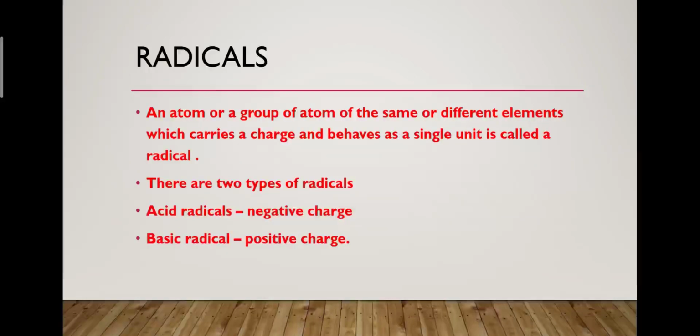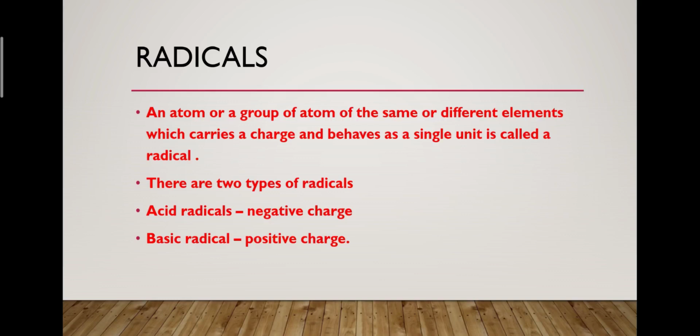So either it is a single atom of any element or a group of atoms which combine together and behave as a single unit and have an overall charge on them, they are known as radicals. It is the exact same definition you have read about ions, so radicals and ions are the same. There are two main types of radicals, that is acid radicals and basic radicals.